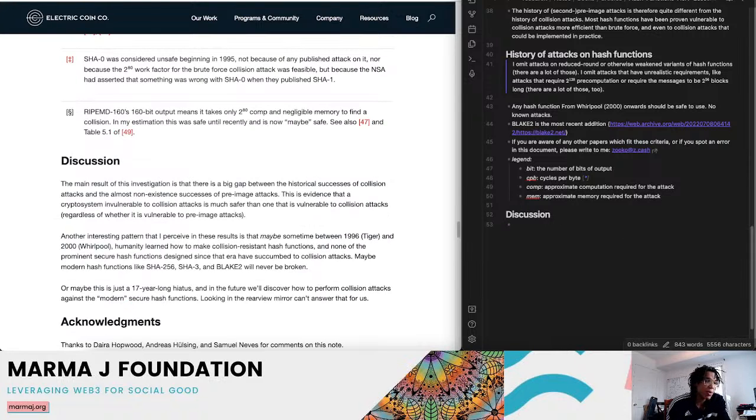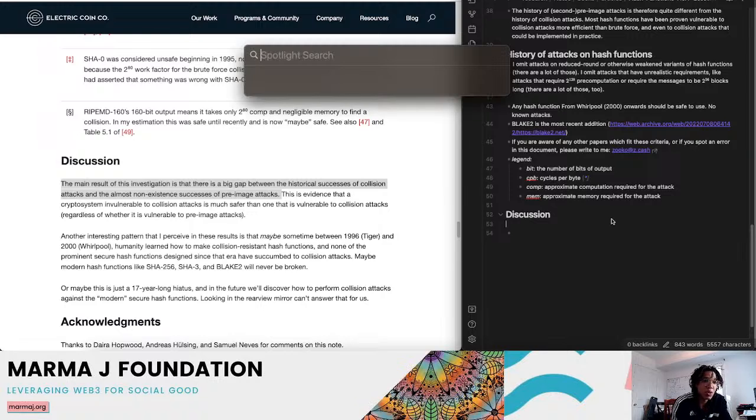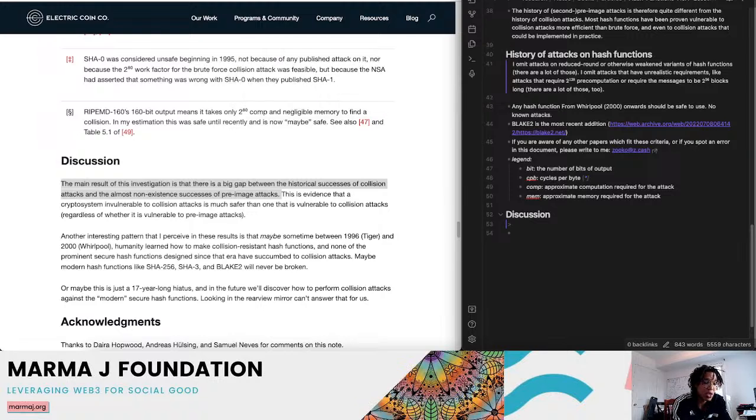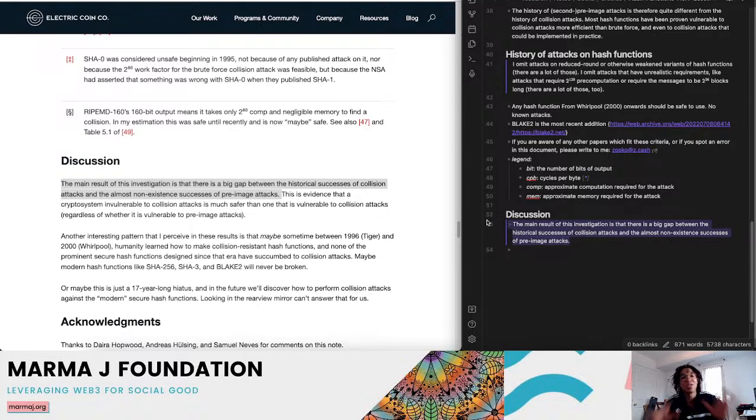Almost done. I'm not going to take a note for that. The main result is that there's a big gap between the historical success of collision attacks and the almost non-existence of preimage attacks. I wasn't going to take that down, but now I feel like it's a pretty good note. If someone doesn't want to read, it's like my TLDR.